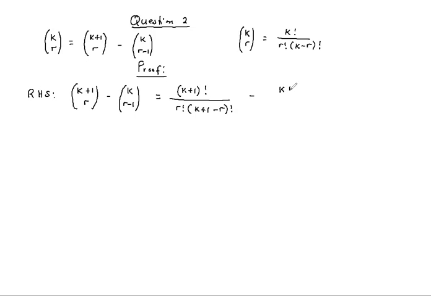minus k factorial over r minus 1 factorial, k factorial. Now when we subtract k minus r minus 1, what we get is k plus 1 minus r, which we're going to write here, factorial. This is a fraction, implying that we need to look for a common denominator for us to subtract these two fractions.